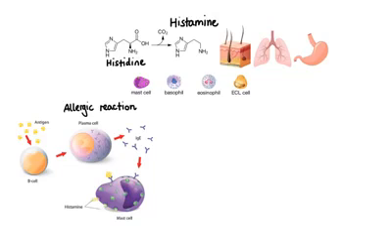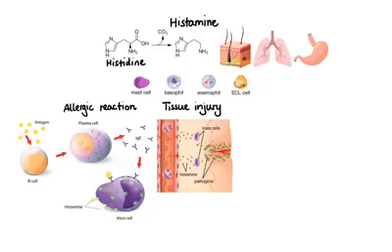Now let's move on to the second condition which triggers histamine release, that is tissue injury. So when tissue injury occurs, the damaged mast cells release chemical mediators, among them histamine, which affect blood vessels and nerves in the damaged area.